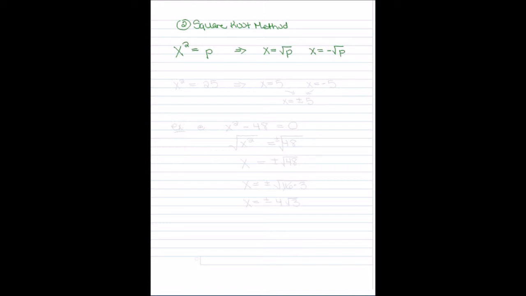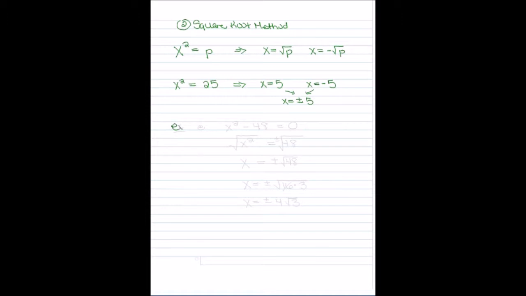For example, let's use a number instead of the variable p. Let's say we had x squared equals 25. Then there are 2 values of x that work. X could be equal to 5, or x could be equal to negative 5. So sometimes you'll see it written using this plus or minus notation. So x is equal to plus or minus 5.